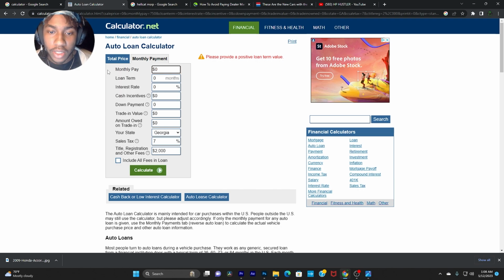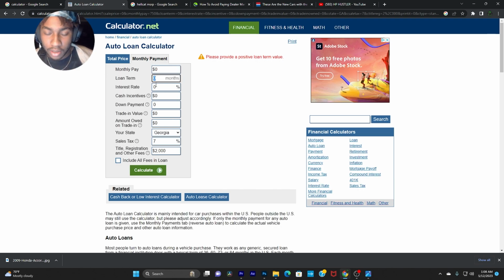So let's see what it would look like to pay on a Hellcat every single month. In order to calculate that, all we'll have to do is figure out what our interest rate will be, our down payment, and the actual amount in the car. If you want to follow along with me below, I'm going to link down the auto loan calculator so you can follow along with me and you'll be able to find the down payment of any car in the future. Okay, so this is what an auto loan calculator looks like.